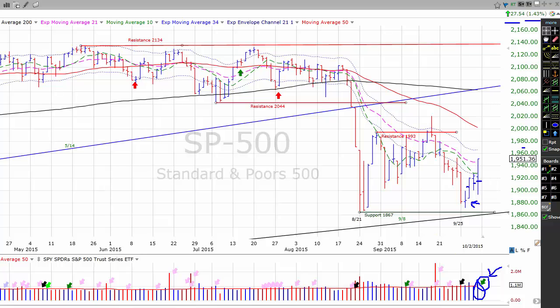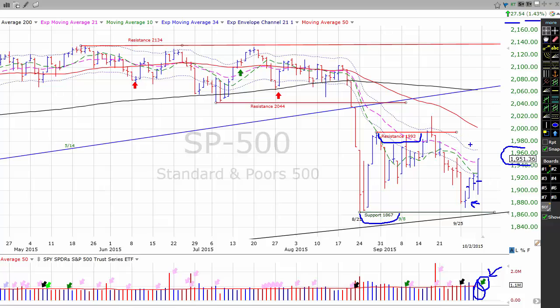Right now, the S&P 500 is trading at 1951. For you followers of William O'Neill, we are on a confirmed uptrend in the market. We have been since Friday. The S&P 500 is bracketed by support down here in the 1867 area and resistance up here in the 1993 range. Again, I don't feel particularly confident about the follow-through day on Friday.